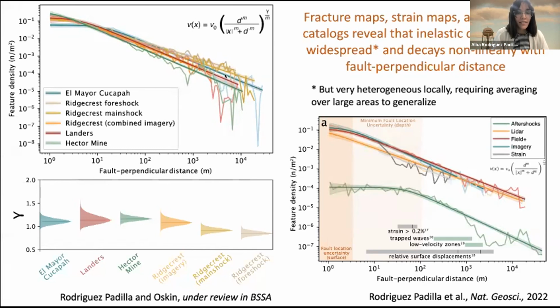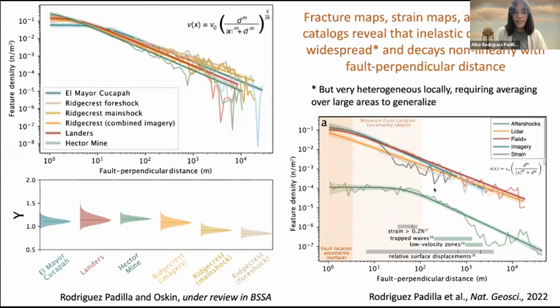For Ridgecrest, we extended our analysis of the decay of fracture density to also look at other data sets. So on the plot on the right, I have LiDAR, field plus, and imagery curves. Those are fracture maps at different resolutions. I've also added the decay in strain intensity that's shown in gray, and the decay in aftershock density, which effectively allows us to see whether our fracture density decays extend to depth. Are our fractures at depth, or aftershocks, also decaying in the same way? And the answer is yes.